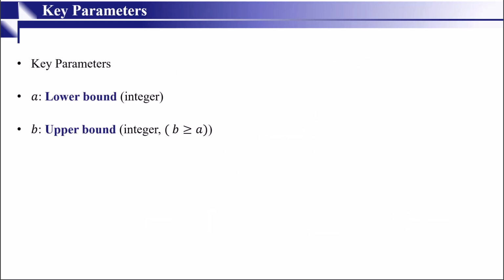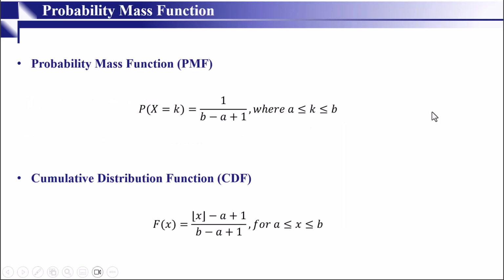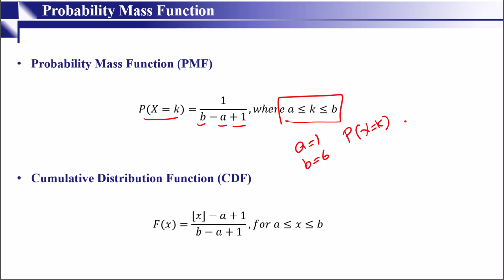In uniform distribution, we have only two key parameters: a as the lower bound, which is an integer, and b as the upper bound, which is also an integer, and b always must be greater than or equal to a. Next, PMF and CDF. The probability of any outcome k, probability of x equal to k, is 1 divided by upper bound minus lower bound plus 1, and this k is something between a and b. For example, for a fair die, a is equal to 1 and b is equal to 6, so the probability of x equal to k is 1/6.